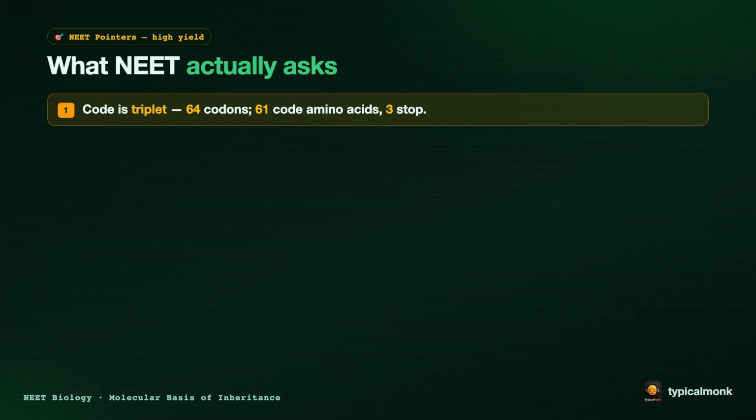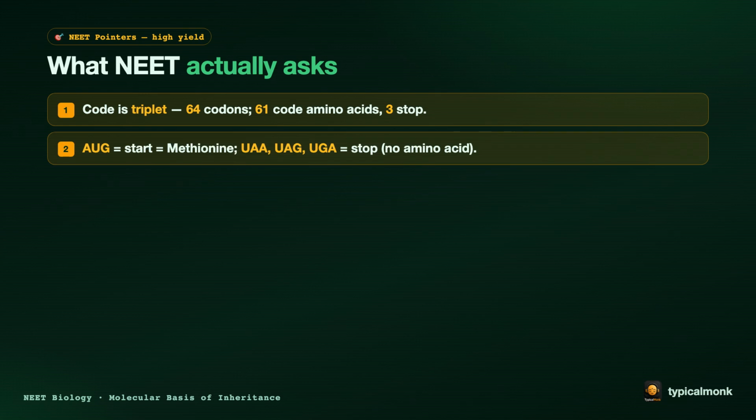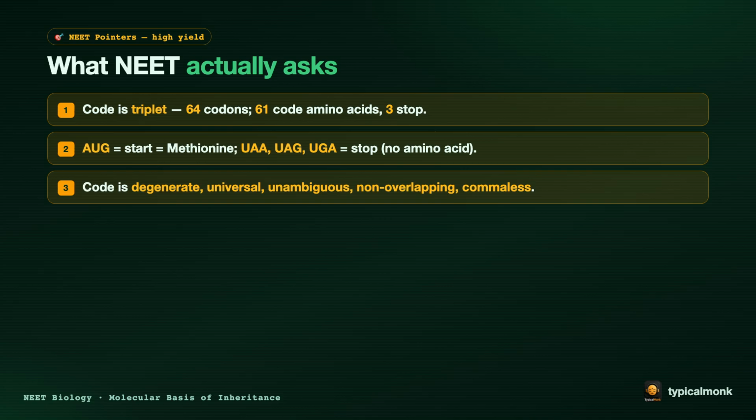Now, the high-yield pointers, the facts that NEET turns into questions. 1. The code is triplet, 64 codons, 61 for amino acids, 3 stop. 2. AUG is start, that is methionine, UAA, UAG, UGA stop, no amino acid. 3. The code is degenerate, universal, unambiguous, non-overlapping, and commaless.